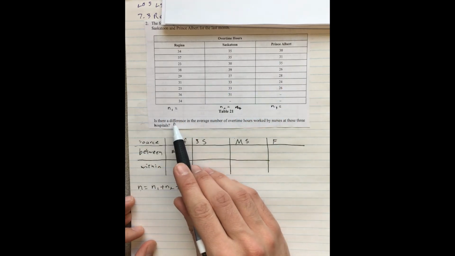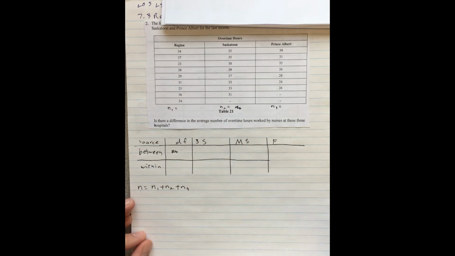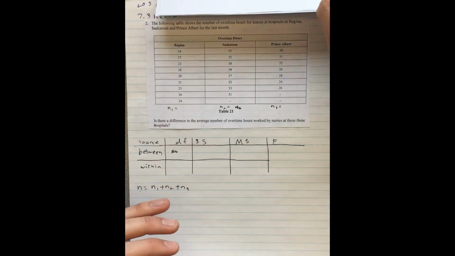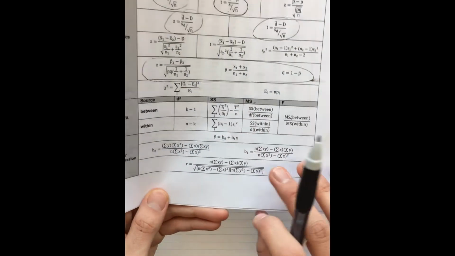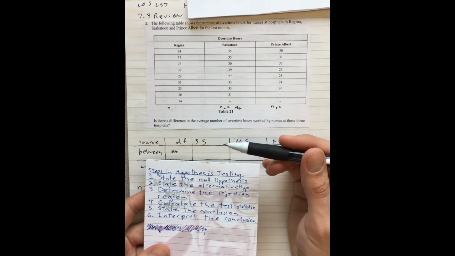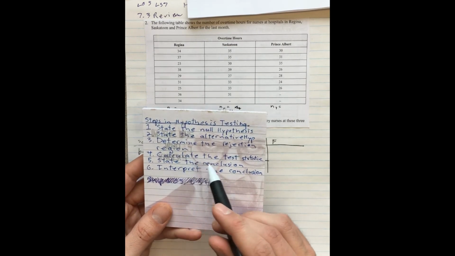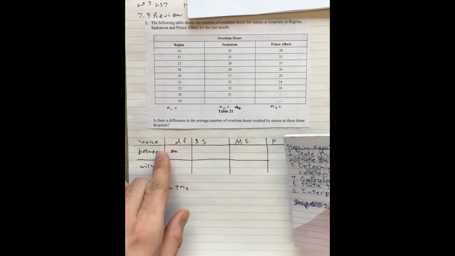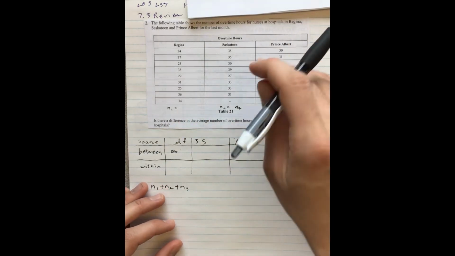Again, what we're testing here is if there's a difference in the average number of overtime hours worked by nurses at these 3 hospitals. With analysis of variance, and as you'll see in the next video with the chi-square test, steps 1 and 2 of the hypothesis test are pretty much decided for you based on the nature of the problem. The tricky part is figuring out these test statistics. That's why I'm writing this column out first, because it tends to be the harder part. I'm just trying to lay out all the information that I need.